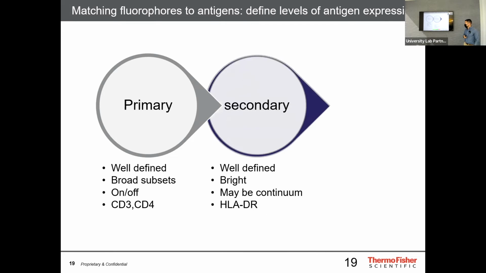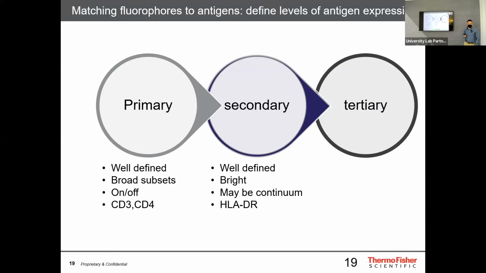Your secondary are also well-defined. The markers should be relatively bright or expressed highly, relatively. But they may be in a continuum, right? So you may have cells that are low, intermediate, and high in expression. An example of that is HLA-DR. And then your third group is your tertiary. This is probably what you're most interested in, the markers that define your more interesting population. It tends to be low expression, or maybe you don't know, so it's uncharacterized. Maybe this is the first time someone's looked at it, and so you're unsure if it's going to be expressed in your system high or low. So in this example, it'd be CD25 or some unknown, right?